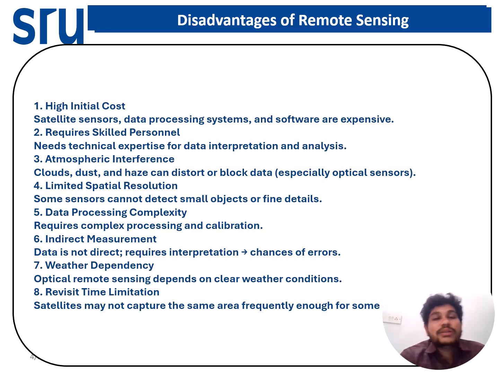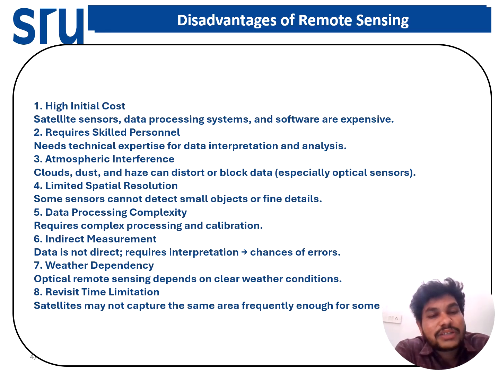The disadvantage is the high initial cost. So satellite sensor data and processing software are expensive. It requires a skilled and technical person to analyze the data. And sometimes atmospheric interference will be there due to cloud, dust, gas. So at that time you will not get the correct data. So distortion will be more in the data.